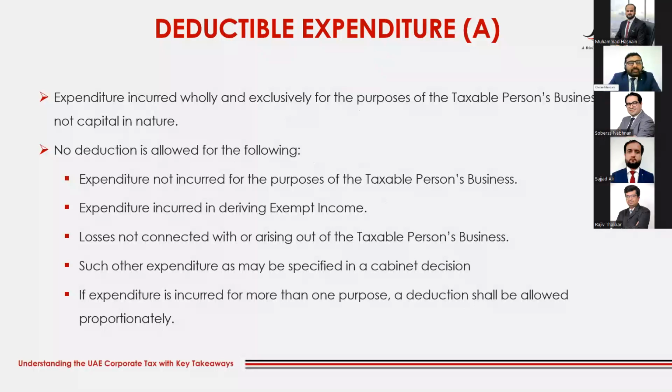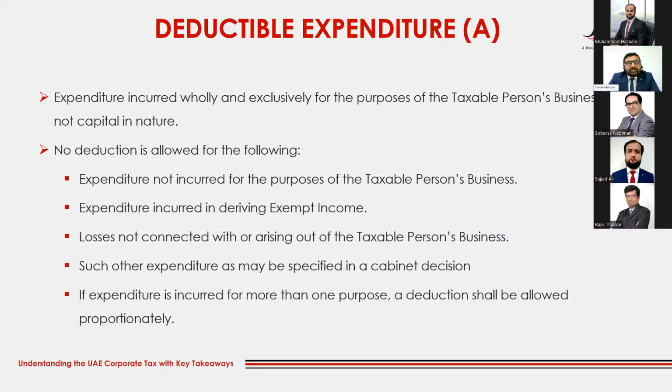We have deductible and non-deductible expenditure. So what is deductible expenditure? Deductible expenditure means that which can be deducted while calculating the taxable income of the company, and non-deductible expenditure cannot be deducted while calculating the taxable income. Hence, you will have to pay higher corporate tax. So the first one, all the business expenditure will be deductible except capital expenditure.